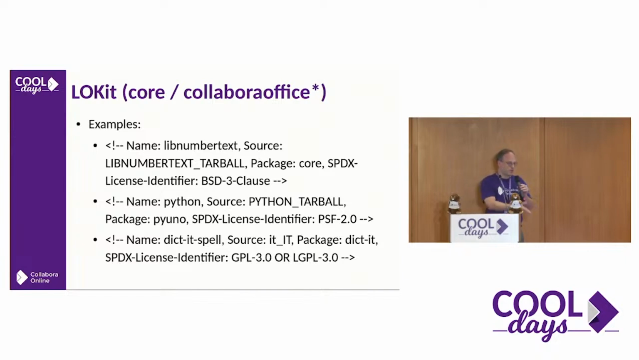So we have the name of the tarball, where we can get the version information from that. It's available at build time. We get it from the download list. This is part of the LibreOffice source code. And we also have the package where it should go. And then we have the SPDX license identifier, which is manually filled in based on the license information found in the source tarballs.